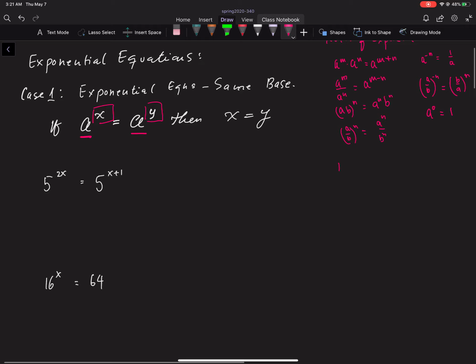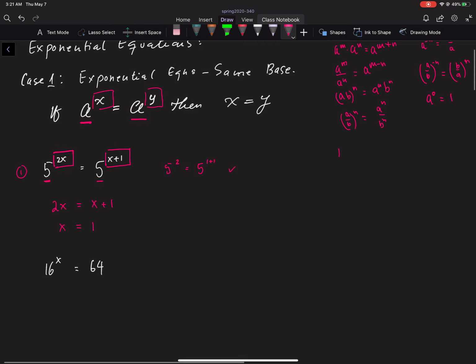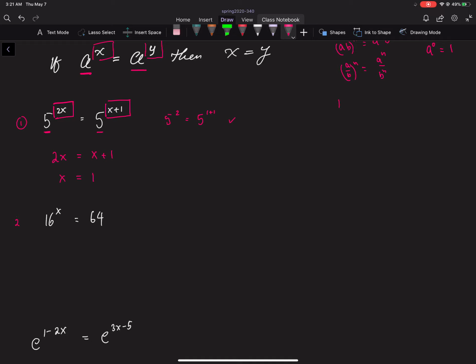So if we look at example 1, I'm seeing the same base, so I'm assuming these two powers must be equal to each other. So I'm going to do 2x is equal to x plus 1. So x is equal to 1. And that checks out. You got 5 to the 2 is equal to what? 5 to the 1 plus 1. That checks out. Now let's look at the next example, example 2.